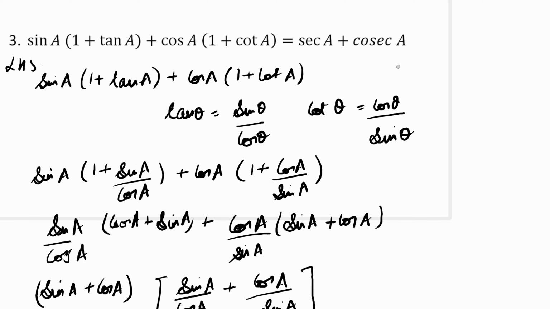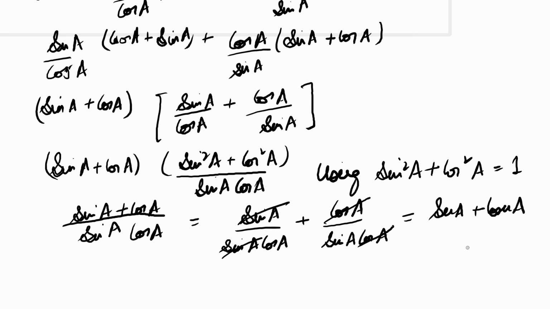Okay, that was the right hand side over here. That was what we wanted. So sin A, it will become sec A plus cosec A, which is equal to the right hand side. Okay. Now moving on to the next question.